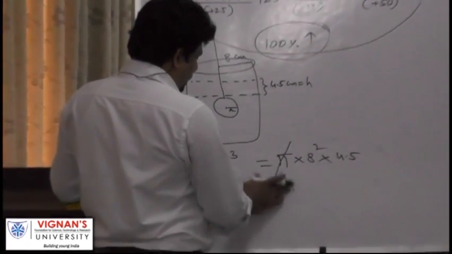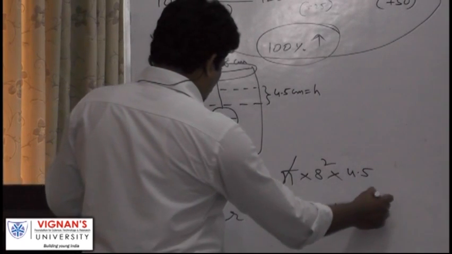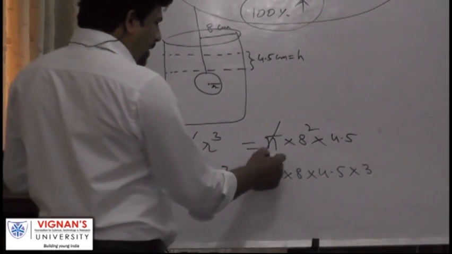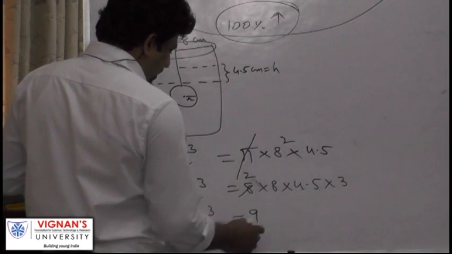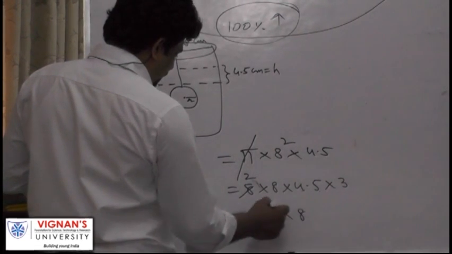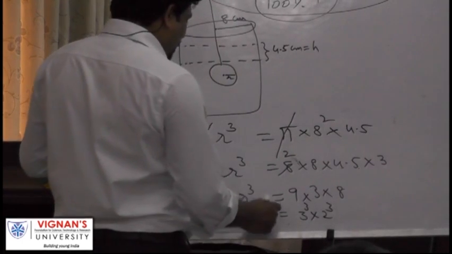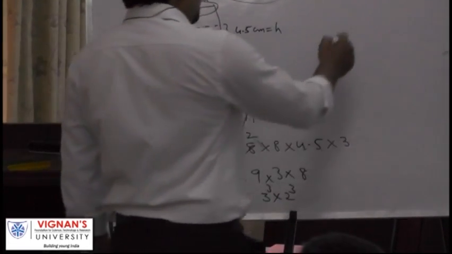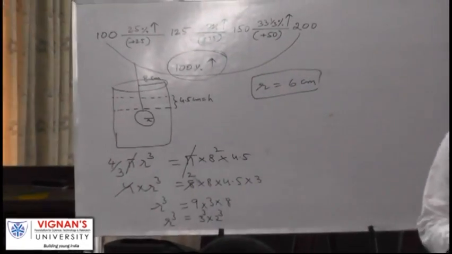8 square is 8 into 8, right? 4.5 into 3. 4 divides 2 times. Now r cube equals 4.5, which is 9, into 3 into 8. I can write it as 3 cube into 2 cube. So r cube equals 3 cube into 2 cube. What is the r value? r equals 6 centimeters. So the radius of the ball is 6 centimeters. Understood?